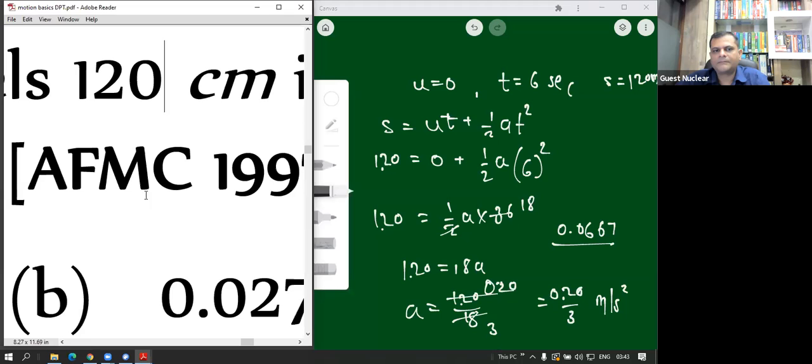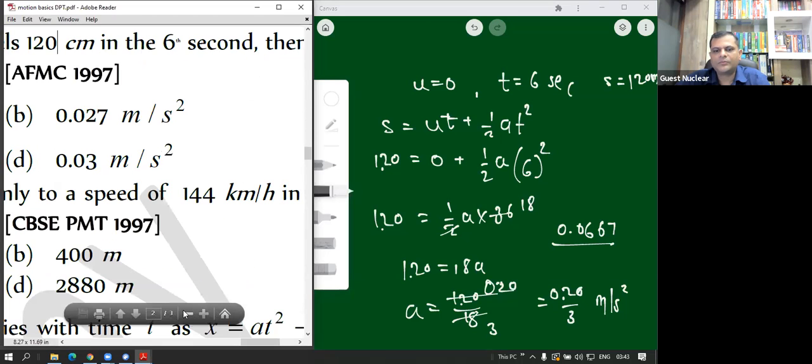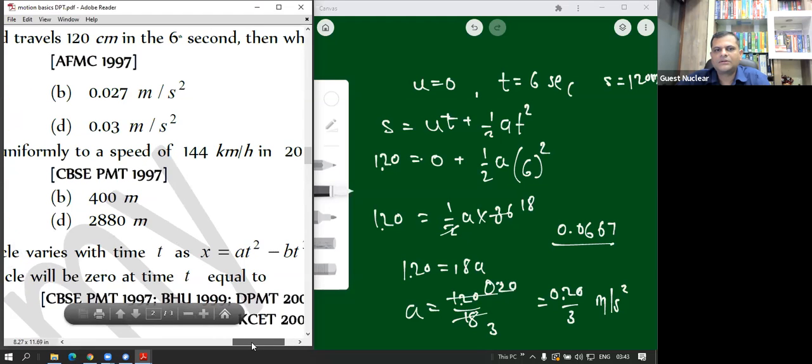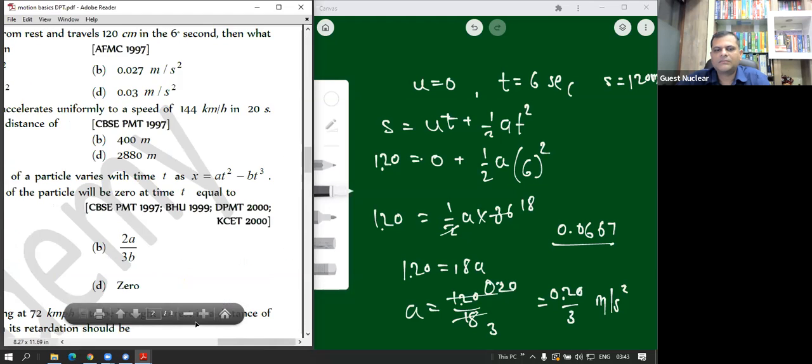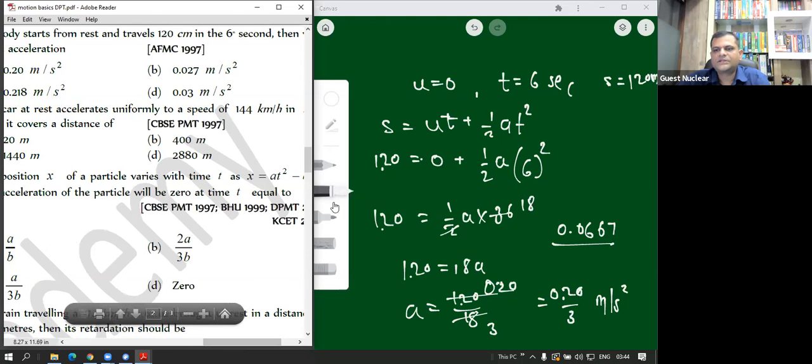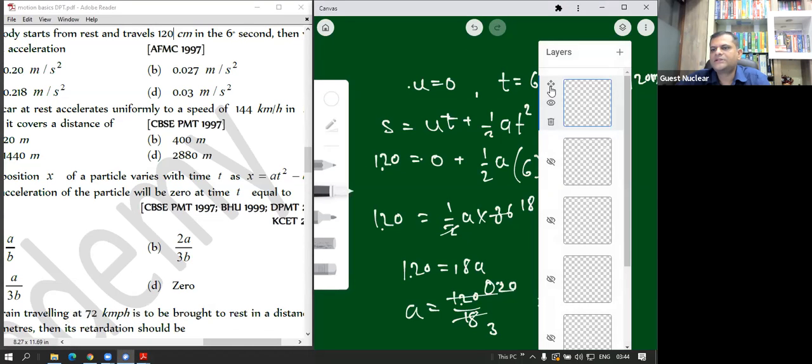So then it will be solved by a different formula. Now here we have to use the other formula. See carefully which formula to use here. What is the formula for finding the distance traveled in nth second? We have just derived it last time, if you remember. Last time we derived this formula, the distance traveled in nth second.